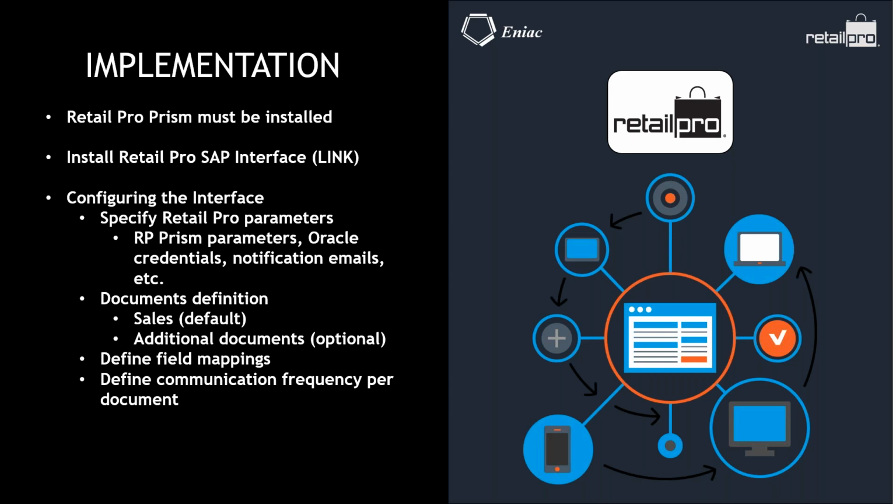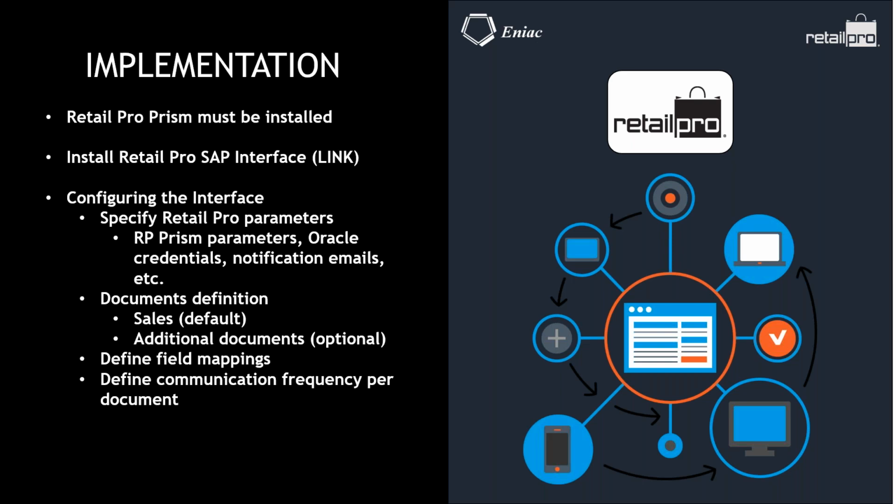And then from the implementation side, what do we need? We have to install some modules on the Retail Pro side and on the SAP side. On the Retail Pro side, we need Retail Pro Prism installed, of course. Normally, we install the link where the Retail Pro Prism HQ is installed. Then we configure the interface, meaning that we specify all the parameters we require to access Oracle, all the credentials, and we specify which documents we want to exchange in the configurator.